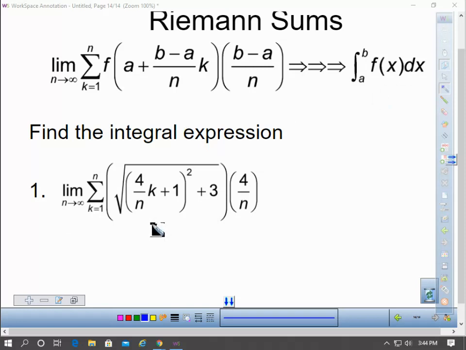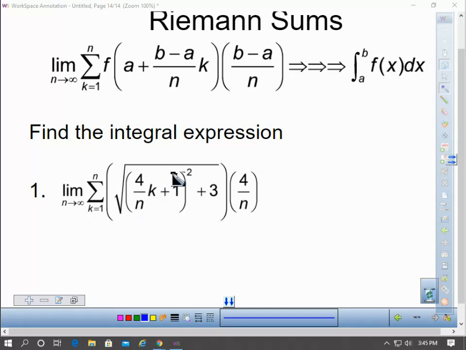And this is not hard at all. All you got to do is be able to find a and b and what your function is, and you're good to go. All right, so the limit and the sigma symbol, the summation, those are in the limit expression all the time. So it's the limit as n goes to infinity of the summation of k from 1 to n, blah, blah, blah.